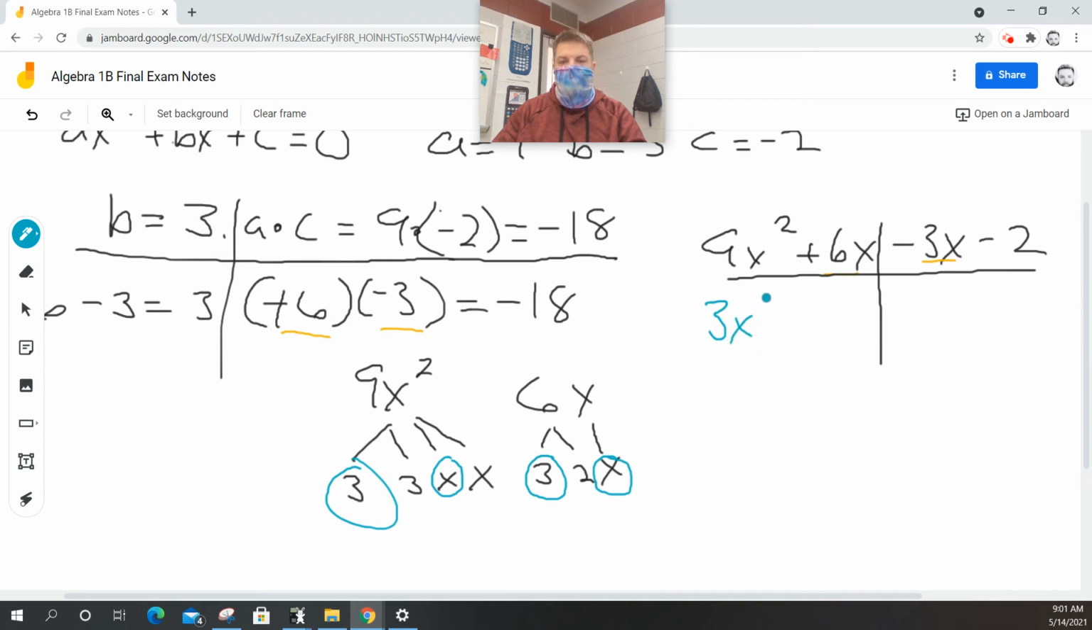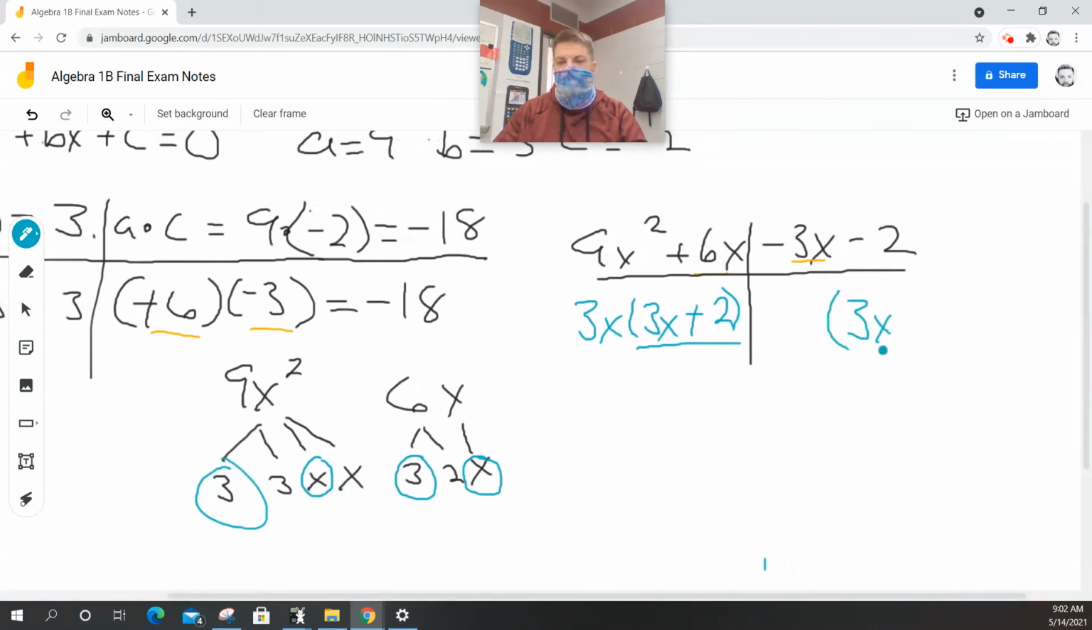Now we're partially done. What do I multiply 3x by to get 9x squared? 3x. What do I multiply 3 by to get 6? +2, right? Now if this is factorable, I should get 3x plus 2. What am I factoring out? What goes right here?